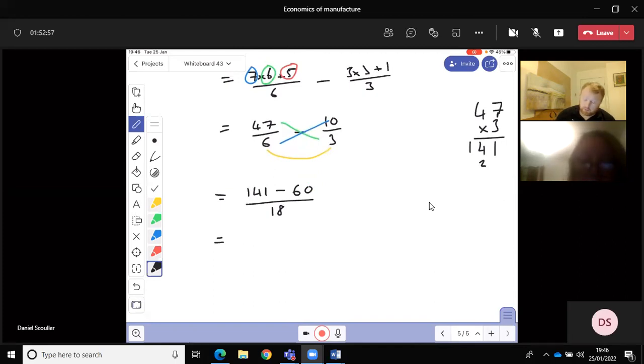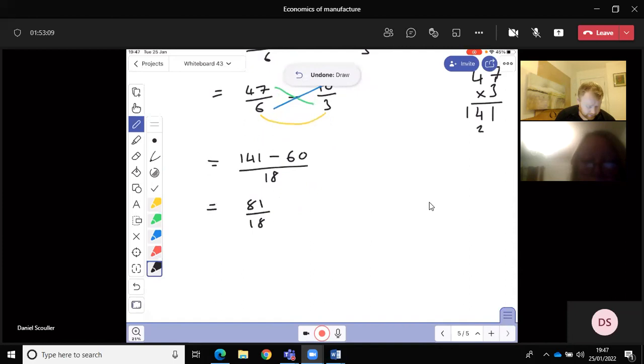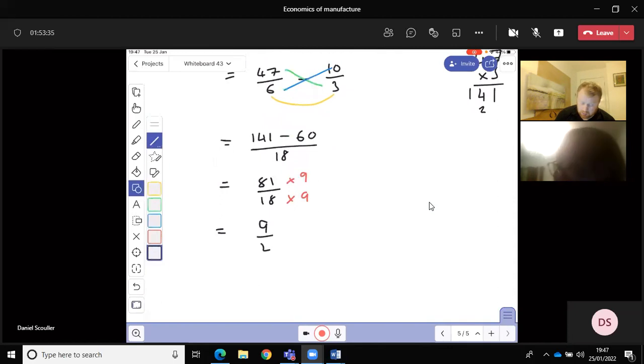Yes, so 141 minus 60 over 18. So that'll be 81 over 18, which is quite big in itself. Then we can take it to 9 over 2. So there's 9 nines in 81, and there's 2 nines in 18. So that's simplification. So tidy that up a wee bit.